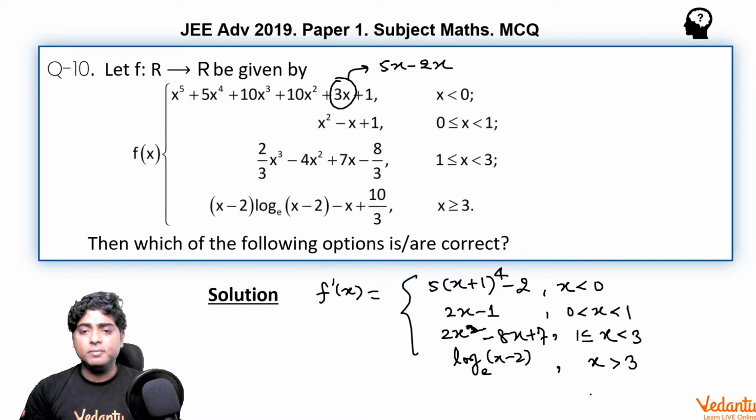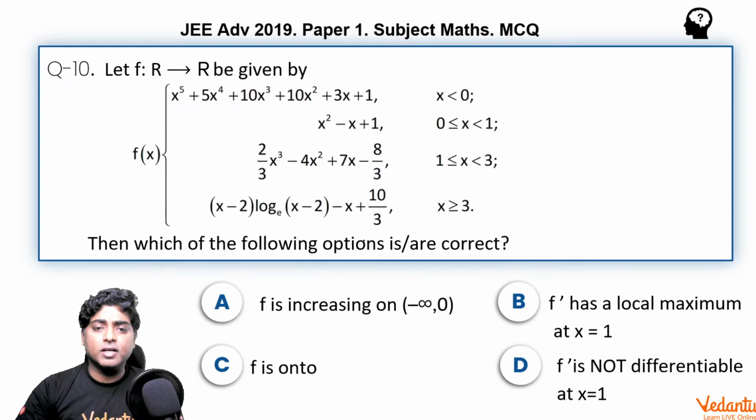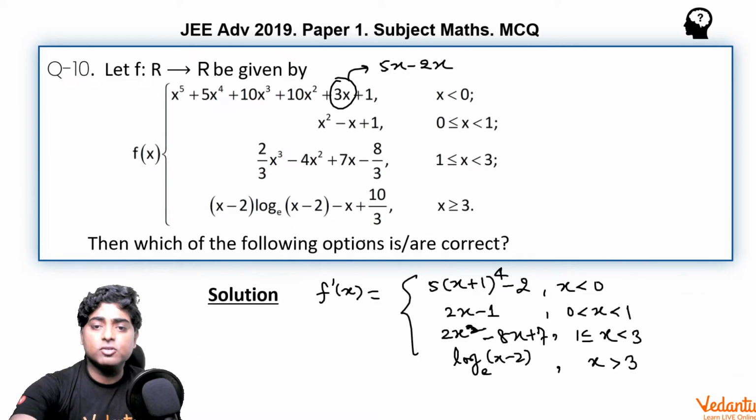Because at 3, yeah, the values at 3 minus and at 3 plus are different, right? So now, coming to option A: f is increasing in minus infinity to 0.